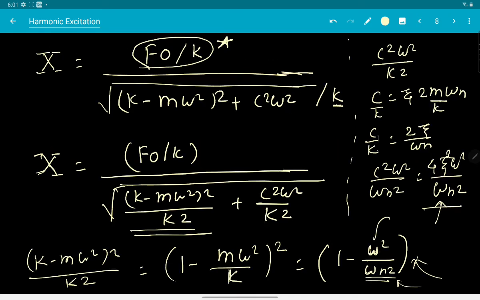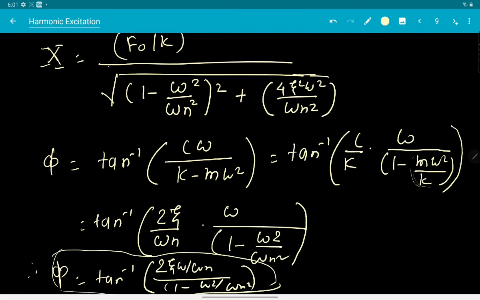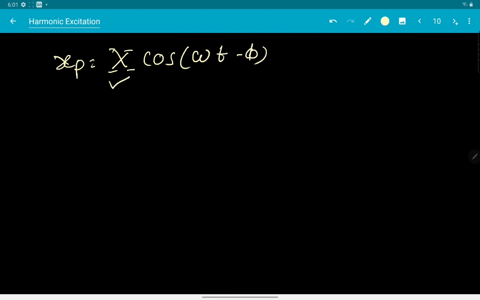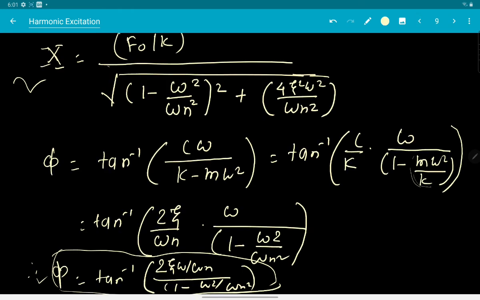This is the expression of phi, and this is the expression of X, and hence xp you have found out, which is capital X cosine of omega t minus phi. You know the expression for X, you know the expression for phi. You might have appreciated that there are no initial conditions sitting over here because we have completely disregarded them. Only system parameters are coming and sitting over here along with omega.